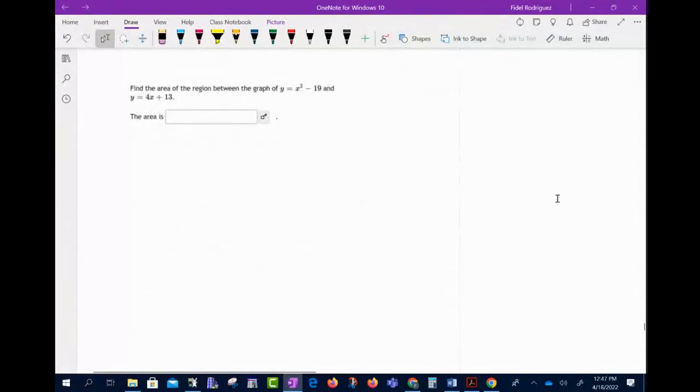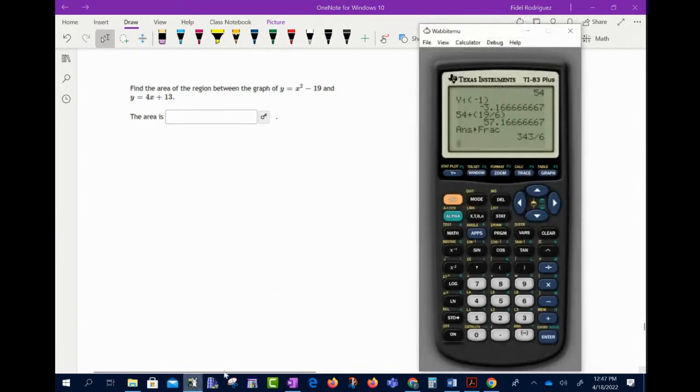Okay, so look, y'all, I got another problem here. We're going to try to do the same process. We're going to find the area of the region between the graph y equals x squared minus 19 and y equals 4x plus 13. Okay, so again, two things here, y'all. I need to find my top function. I need to find my bottom function.